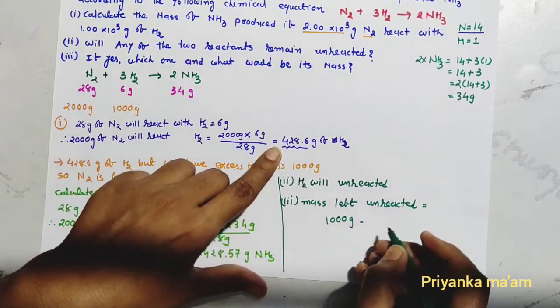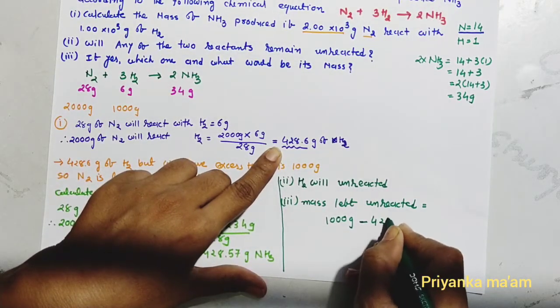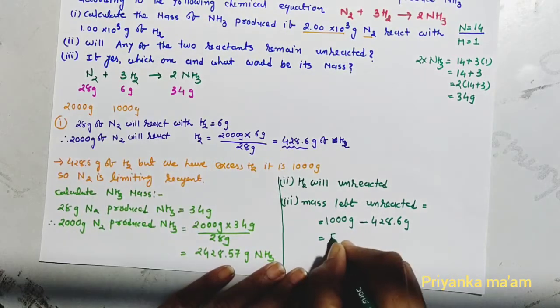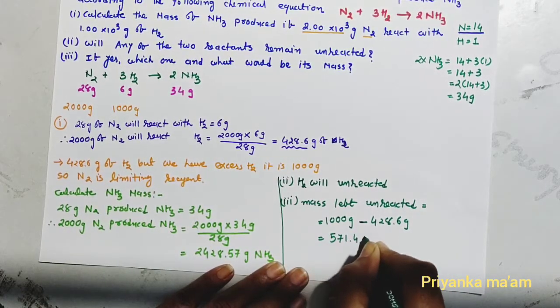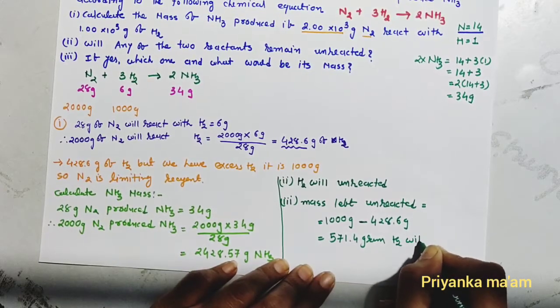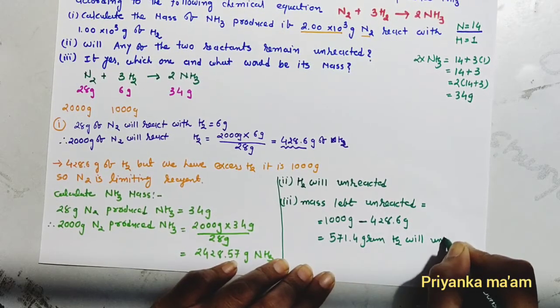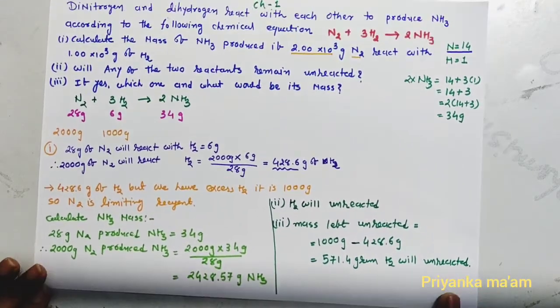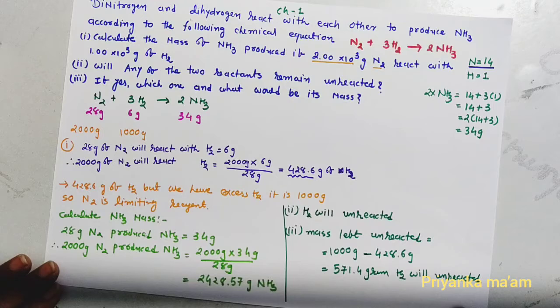Okay, and कितना यूज हुआ है? 428.6 gram. We will get 571.4 gram H2 will remain unreacted. Right? Clear? Now take a screenshot.